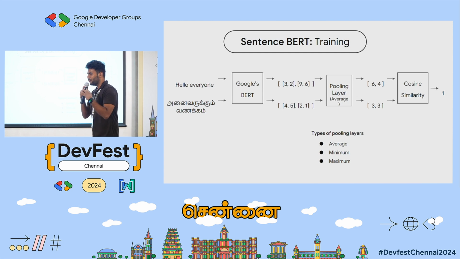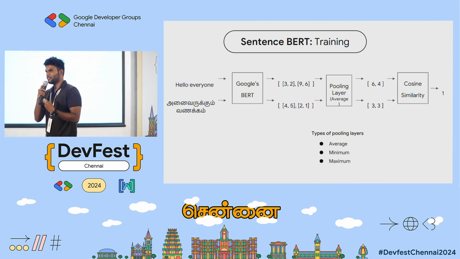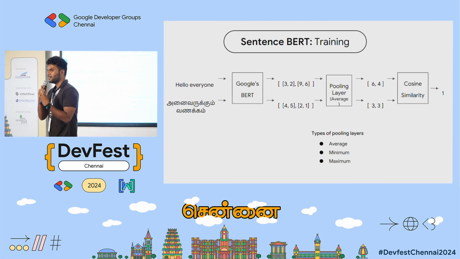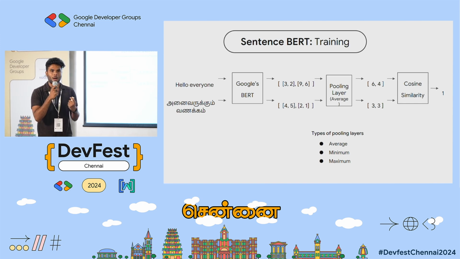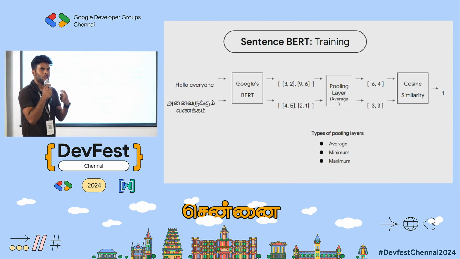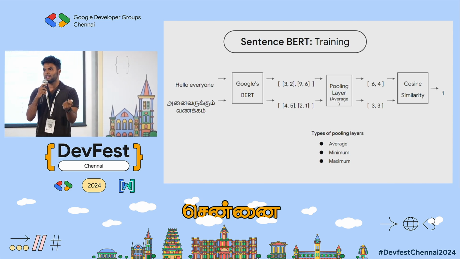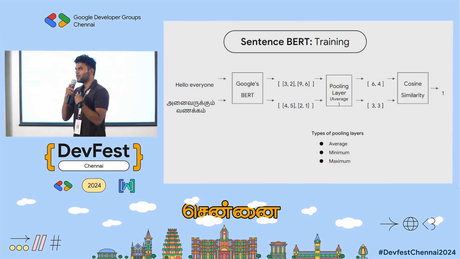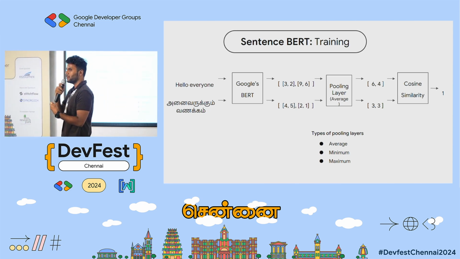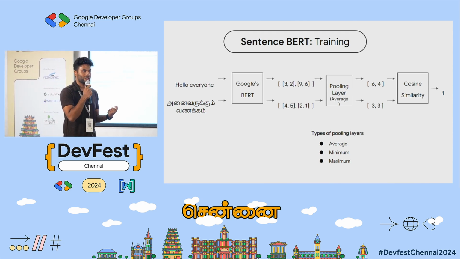So let's imagine we are going to give 2 different sentences to the Google's BERT model. These sentences have to be similar in meaning, but they can be in the same language or a different language. First, we will pass this input to the Google's BERT model. Google's BERT model will give you word embeddings. Then we will pass these word embeddings to the pooling layer.